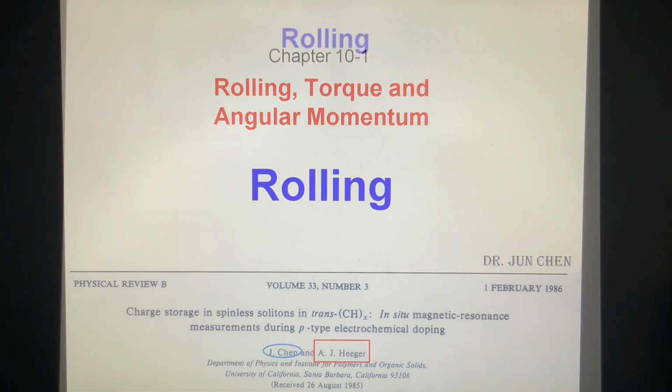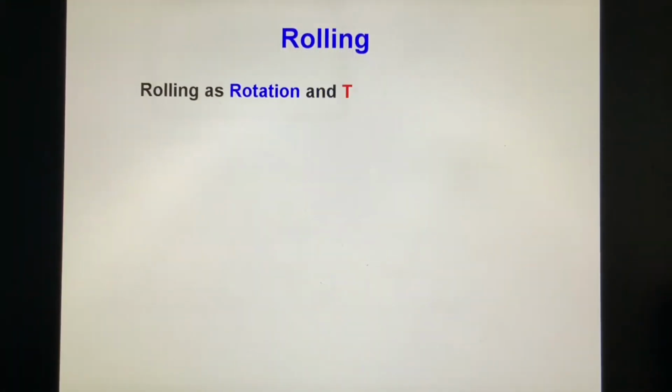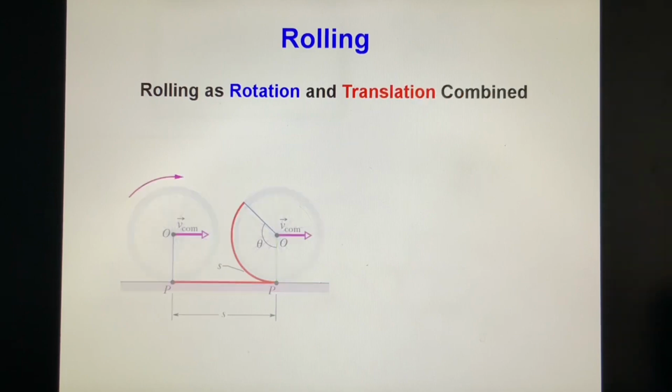Rolling. Rolling as a rotation and a translation combined.